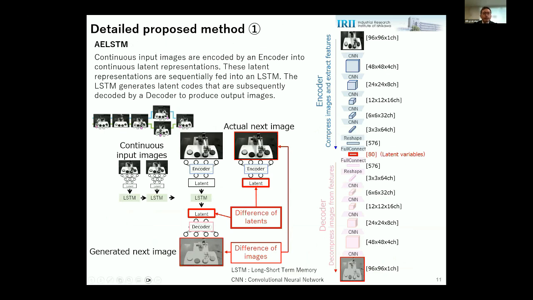Detailed proposed method, AELSTM. Continuous input images are encoded by the encoder into continuous latent representations. These latent representations are sequentially fed into an LSTM. The LSTM generates latent codes that are subsequently decoded by a decoder to produce output images. We calculate the difference of images, but the difference of latent is the loss function.